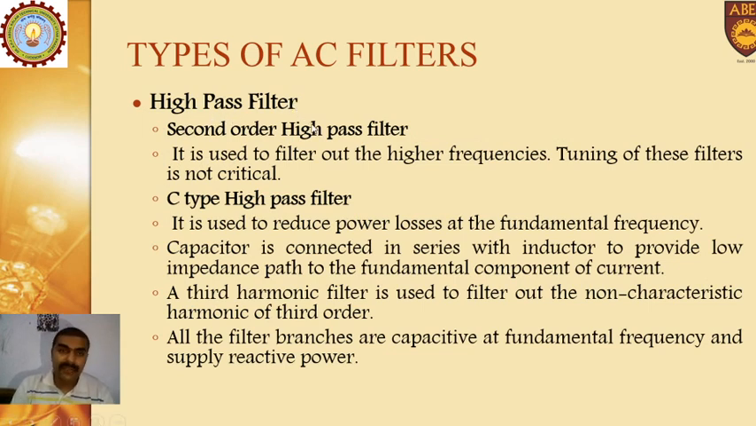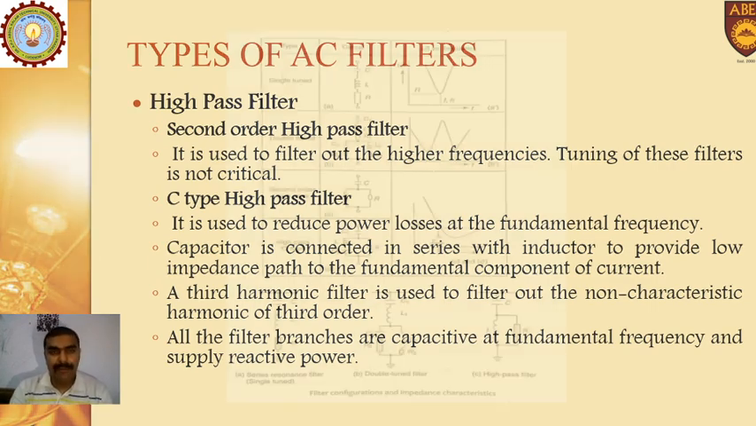Then the high pass filter is of two types. The second order high pass filter is used to filter out the high frequencies, and the C type high pass filter is used to reduce the power loss at the fundamental frequency. In this, a capacitor is connected in series with an inductor. This provides a low impedance path to the fundamental component of current. And the third harmonic filter is used to filter out the non-characteristic harmonics of third order.